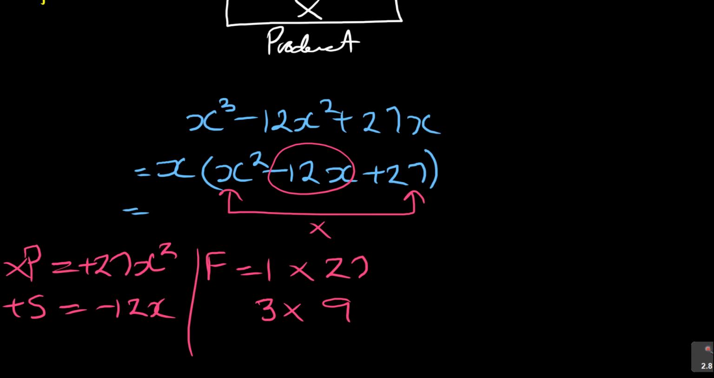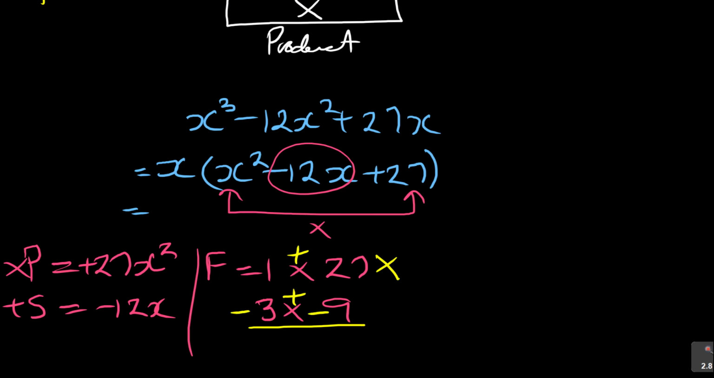Now I need to add these numbers. Let me choose another marker. I need to add them. It must give me a 12. So the first one, no, but the second one can give me a 12. How can I get negative 12 from 9 and 3? If I say 3 plus 9 is 12, yes, but I need a negative, so it's minus 3 minus 9.